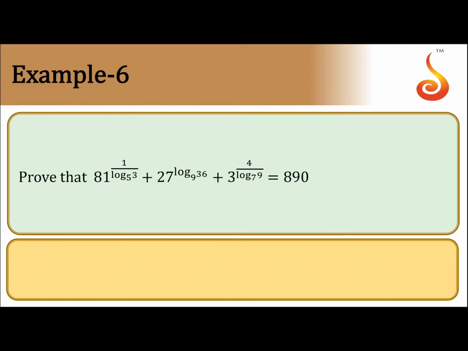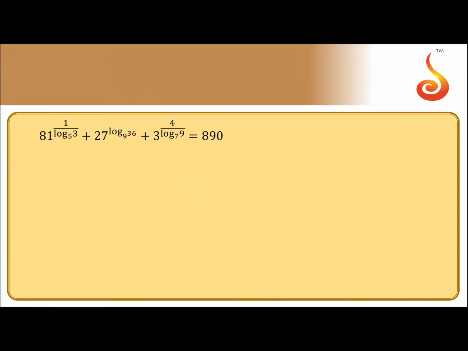Example 6. Prove that 81 to the power of 1 by log 3 to the base 5 plus 27 to the power of log 36 to the base 9 plus 3 power 4 by log 9 to base 7 equals 890. So we need to prove this result: the summation is equal to 890.